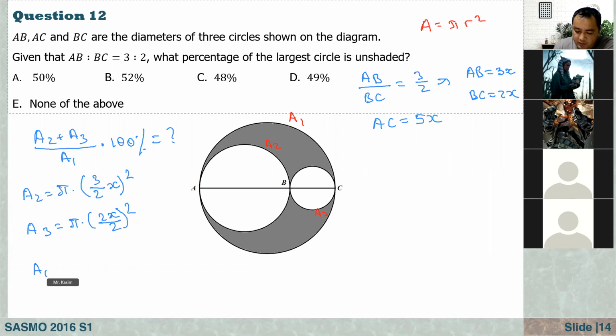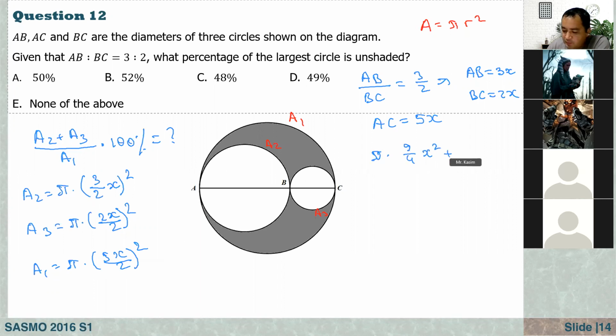And how about A1? A1 is pi times diameter, 5x divided by 2 to get the radius, and square this. So we should just add them and simplify. From here, A2 plus A3, what is it? Pi times 9/4 x squared plus pi times just x squared, over, and how about A1? That is pi times 25/4 times x squared, right?